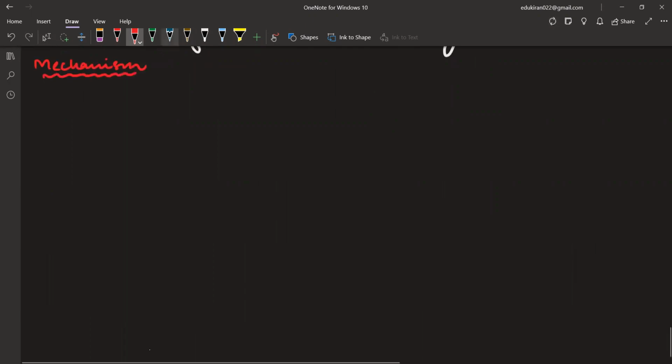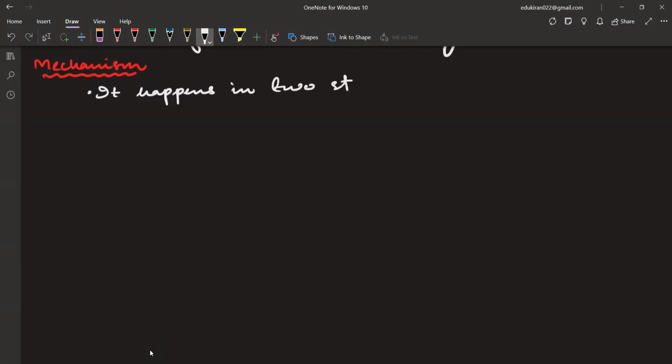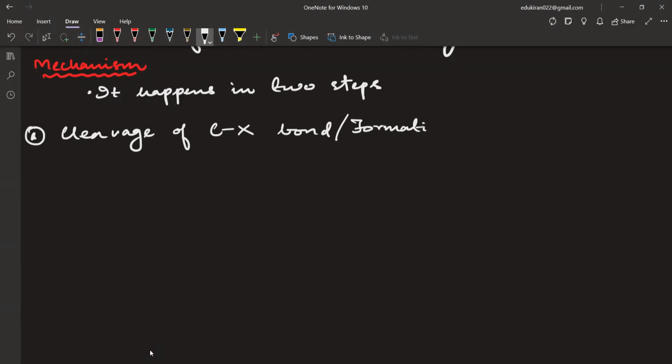So how does SN1 happen? It happens in 2 steps. The first step is cleavage of C-X bond. Cleavage of C-X bond. So please write cleavage of C-X bond or formation of carbocation.